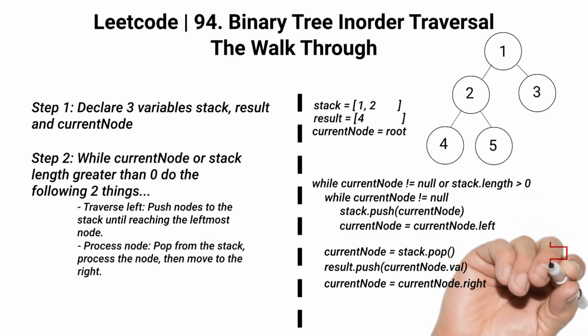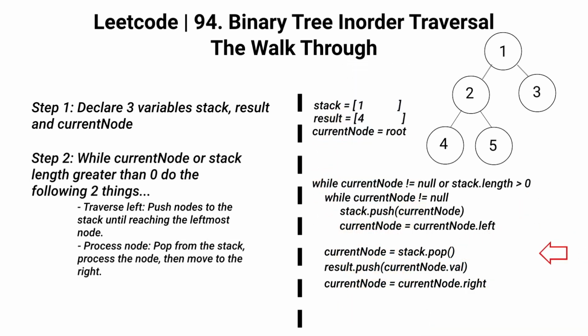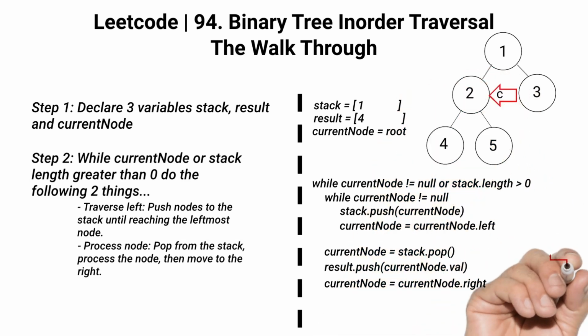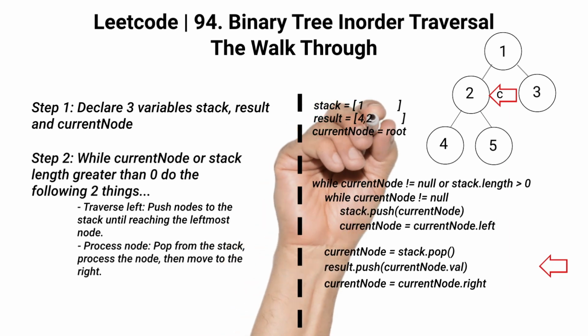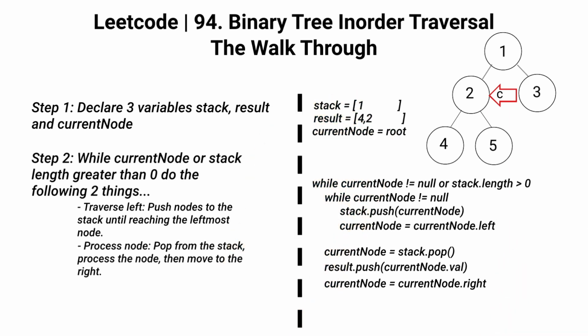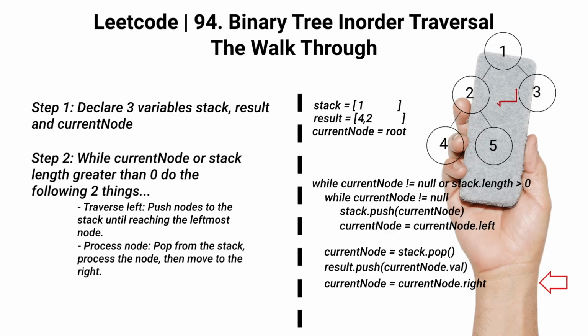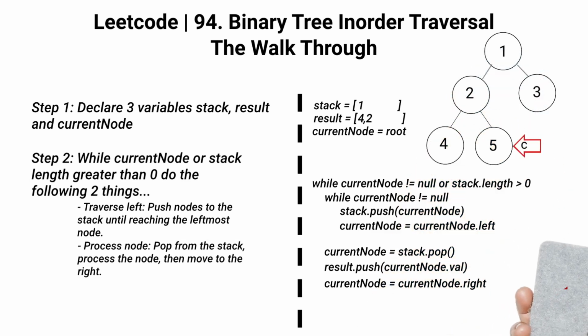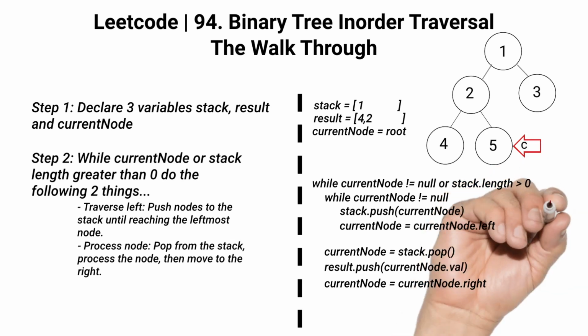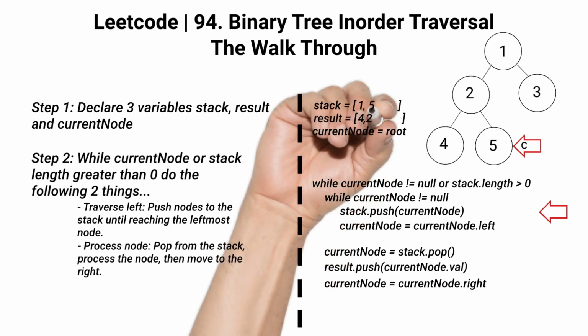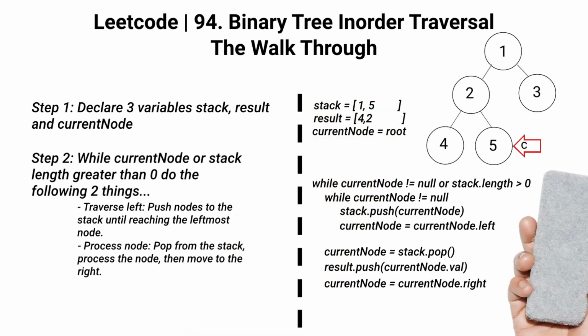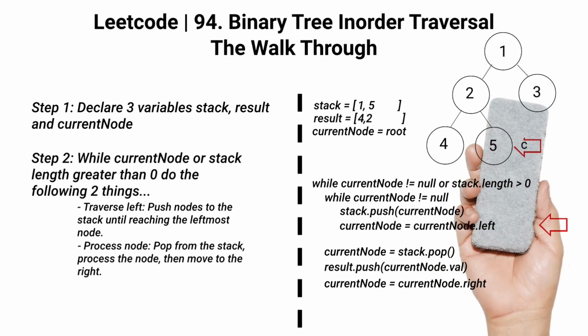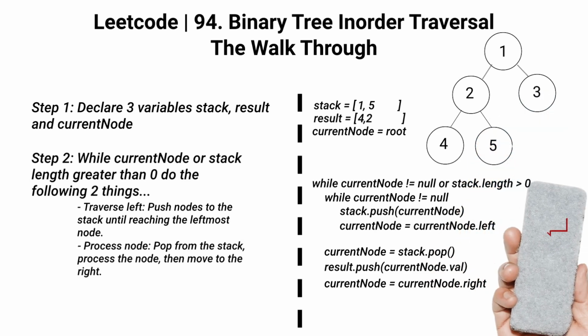We then pop from the stack. So we've now got the 2 node, which we popped from the stack. We then push the value 2 into the result. And we update the current node equal to 2 on the right, which goes to the 5. Then we say while it's not null, then we want to push the 5 node to the stack, update the current node to the left node of the 5, which we can see is null.